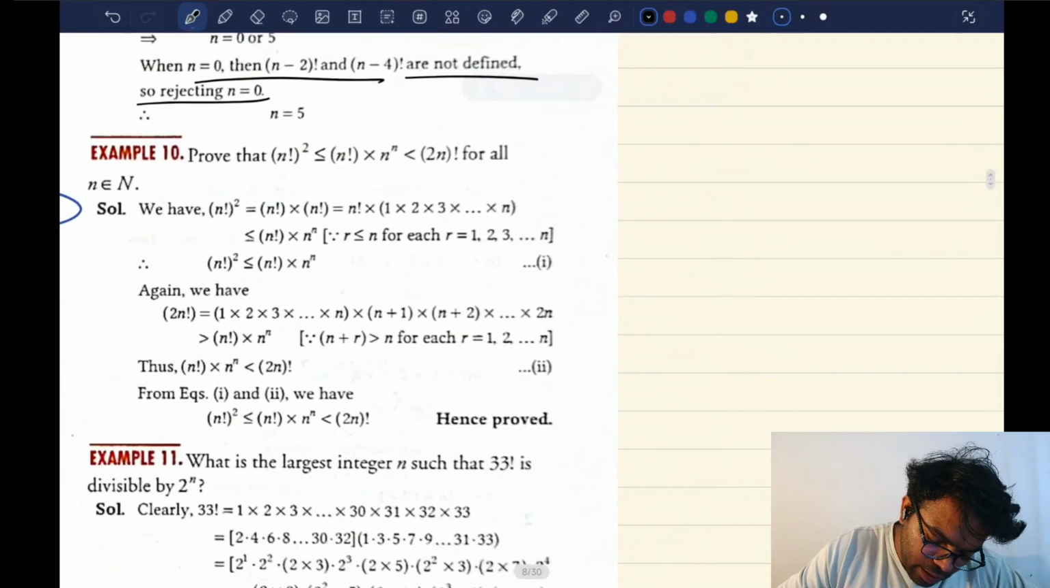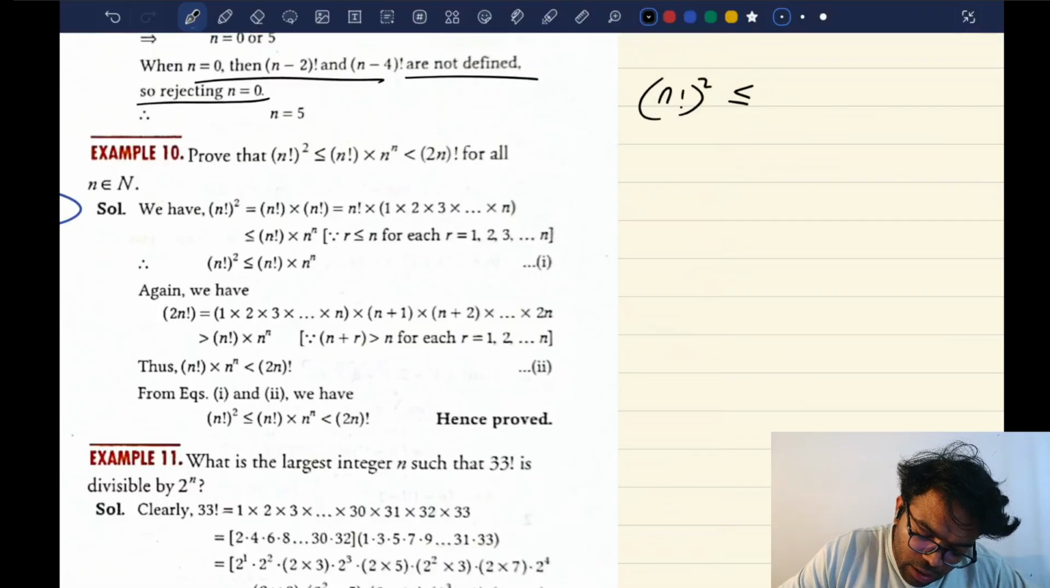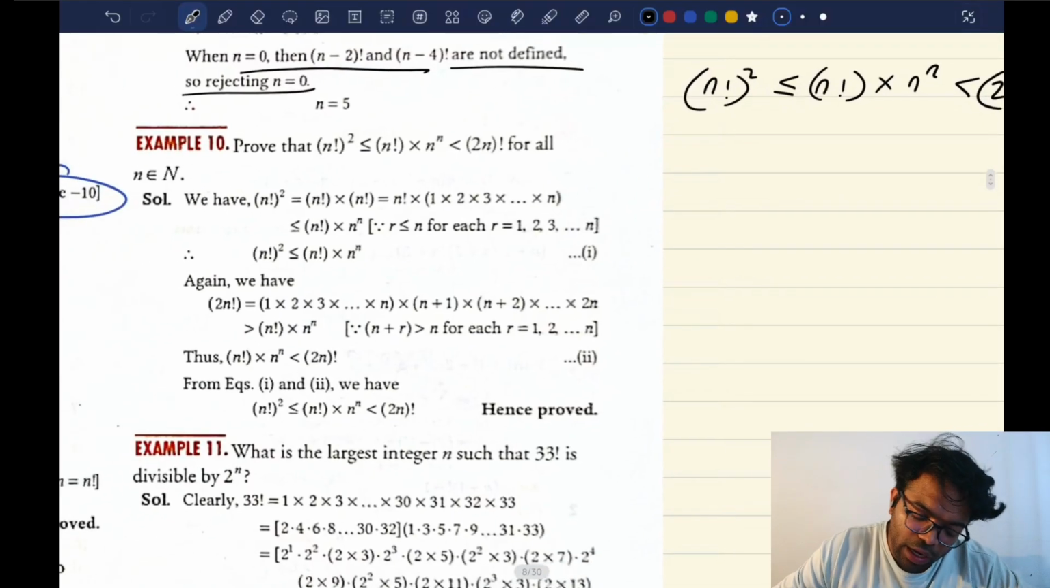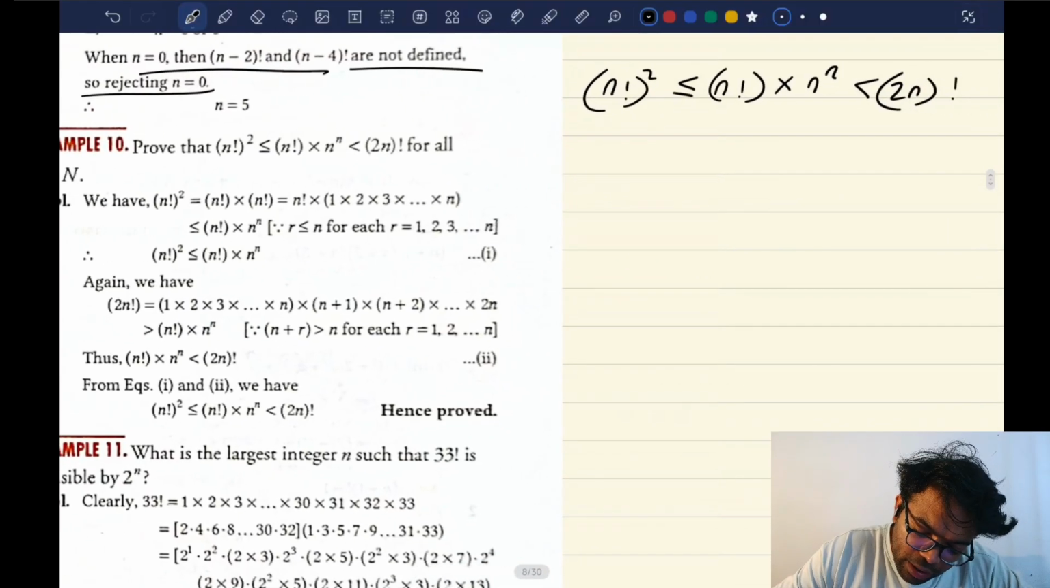Next one, prove that n factorial the whole square is less than or equal to n factorial multiplied by n to the power of n, which is less than 2n factorial, for all n belongs to N. So what is n factorial the whole square, Drupad? N factorial multiplied by n factorial, right?